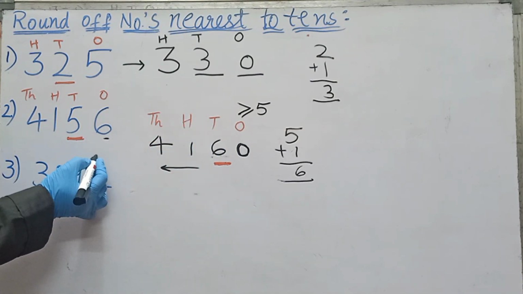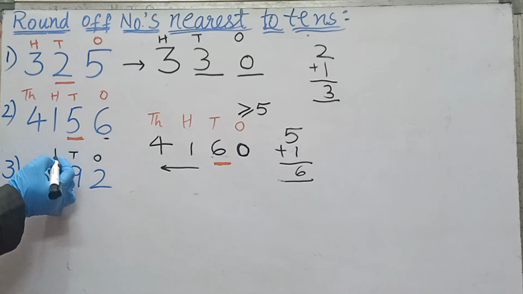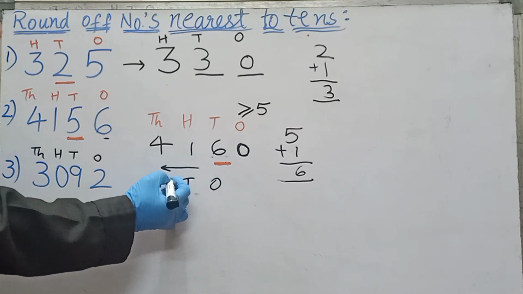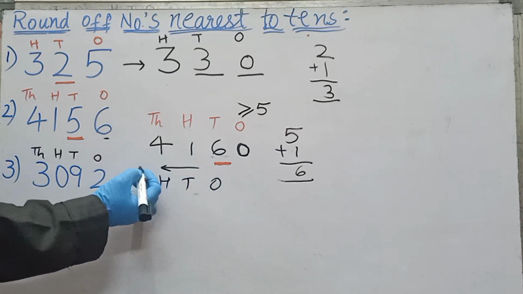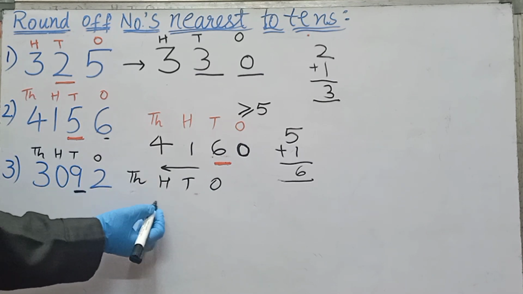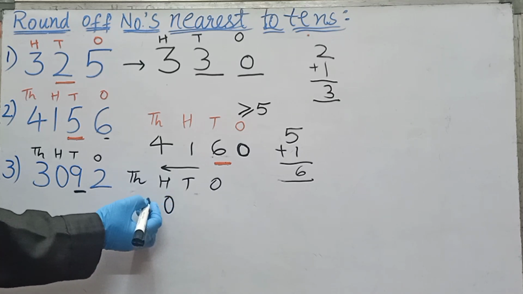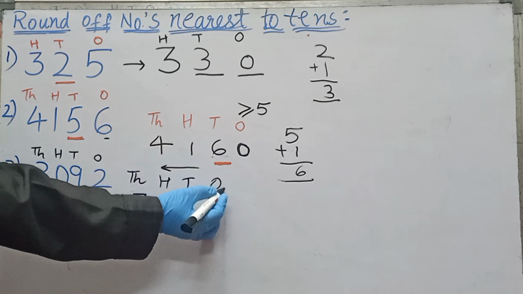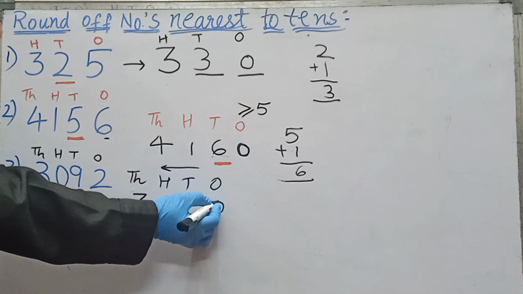So first thing we will do what? We will write the place values over the question. Okay, then in the answer also we will write the place values. Now we have to do what? We have to round off a number nearest to tens. So before tens place number we will copy the numbers as it is. Then we will leave the tens place number. Then in ones place number we will write 0.